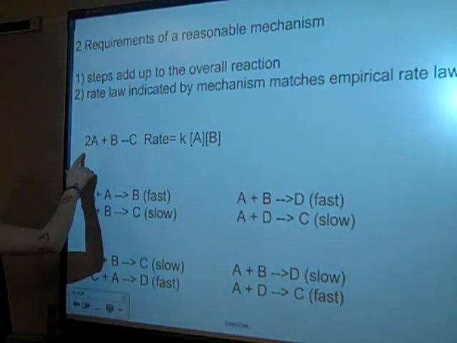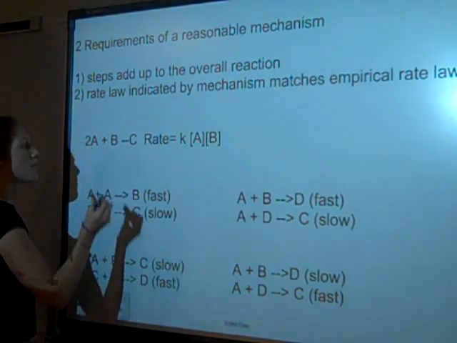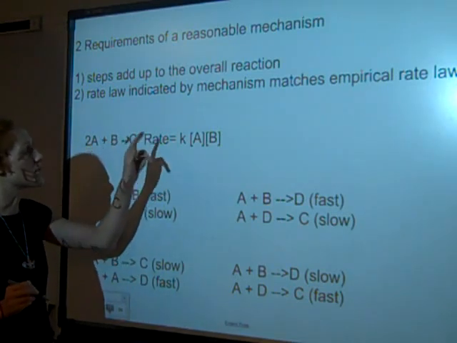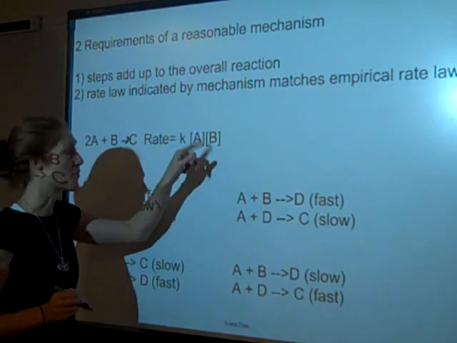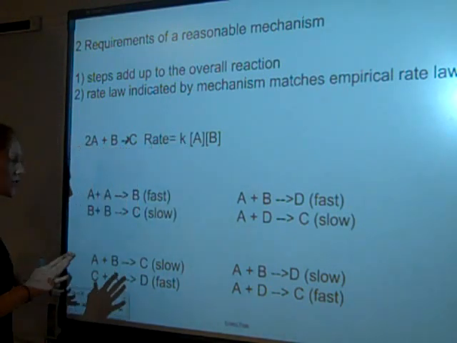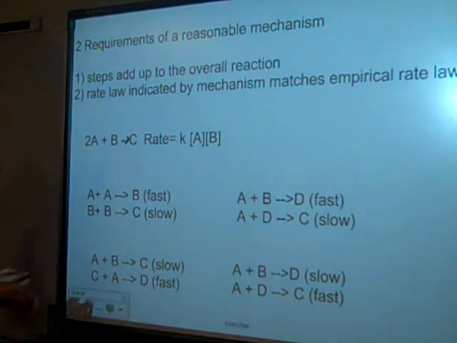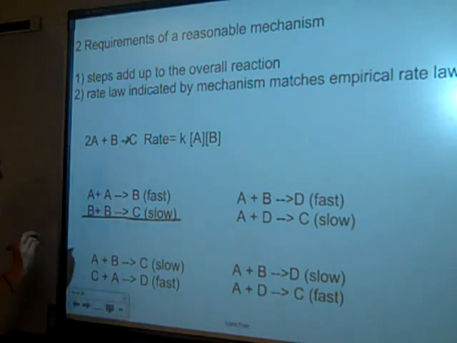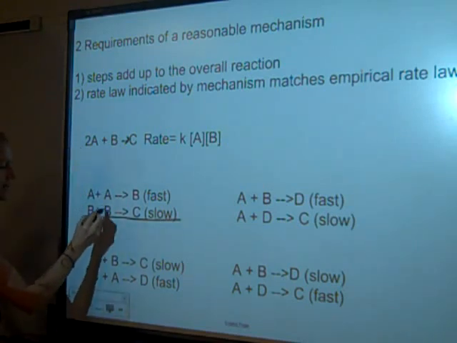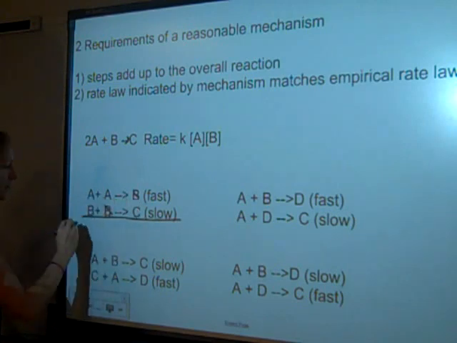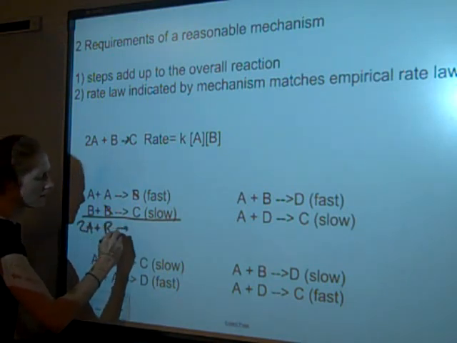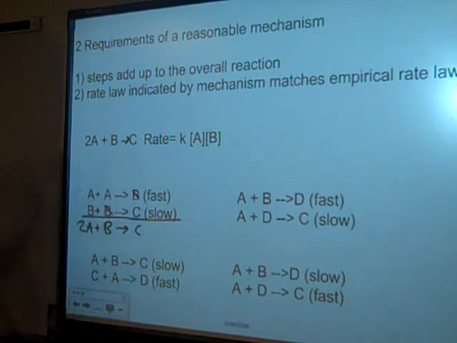So let's say this is my overall reaction: 2A plus B goes to C. And I'm going to have the rate law, rate equals k times [A] to the first, B's first order. Let's go ahead and check, first of all, that these steps add up to the overall reaction. If they don't, they're not going to work. So here I've got B canceling out, and I've got 2A plus B goes to C. Well, that matches. So the overall steps add up.